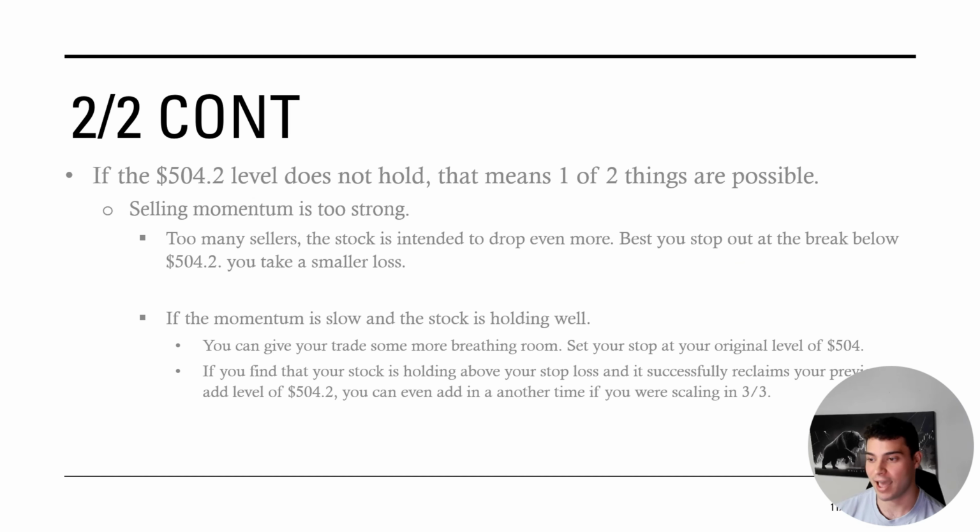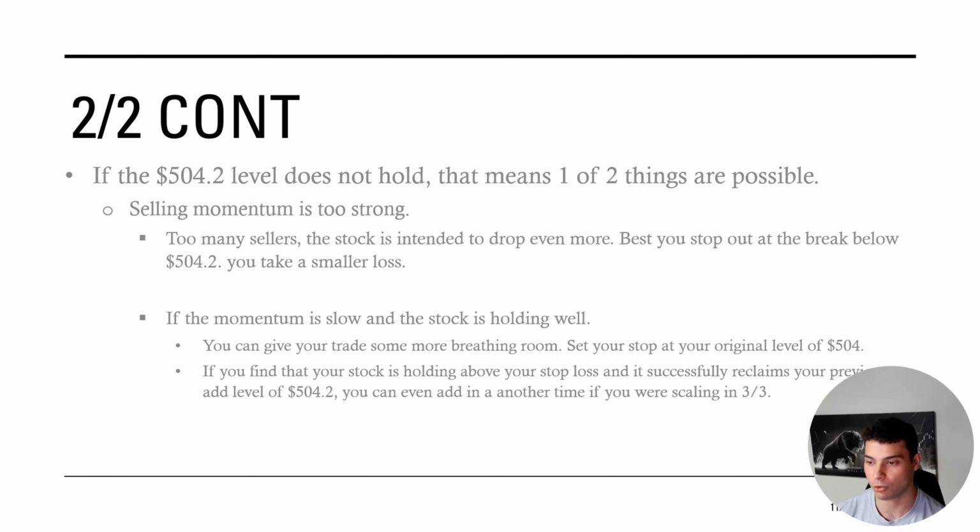So if you were trying to add, which is what sometimes I do, I usually tell the people on my Discord when I'm taking a trade how many times I'm going to scale in. If I have 1 add or 2 adds. So if I'm getting into this trade 3 times, that means I'm adding 2 times. So if you were going to scale in 3 by 3, this is when you would do it, right?